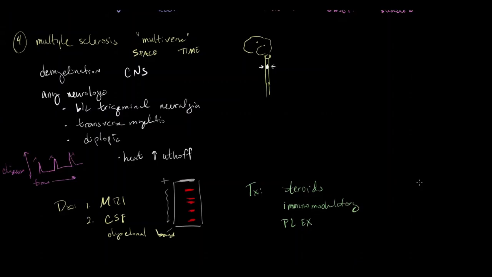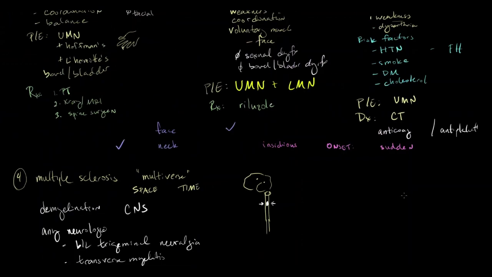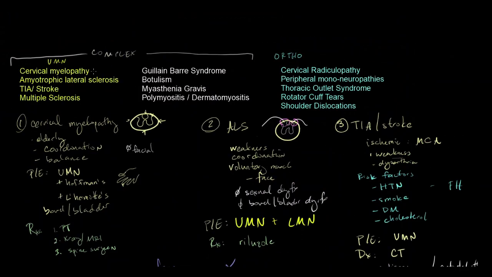Welcome back to our discussion of causes of upper extremity weakness and numbness for the PANCE. Let's get back into it. Those are our causes of upper extremity weakness that involves the central nervous system, which causes upper motor neuron findings.